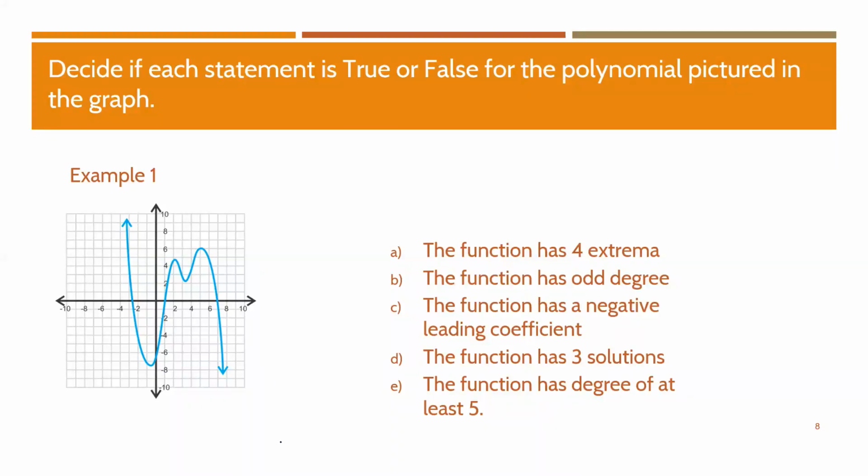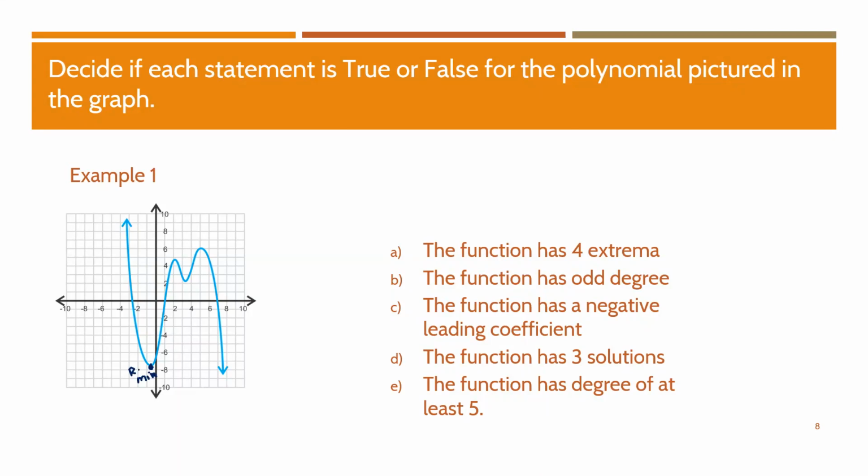We're to decide if each statement is true or false for the polynomial pictured in the graph. So the first statement is the function has 4 extrema. We know extrema is the word for minimum and maximum, and it's a plural word. So as I look at the graph, here is a minimum.